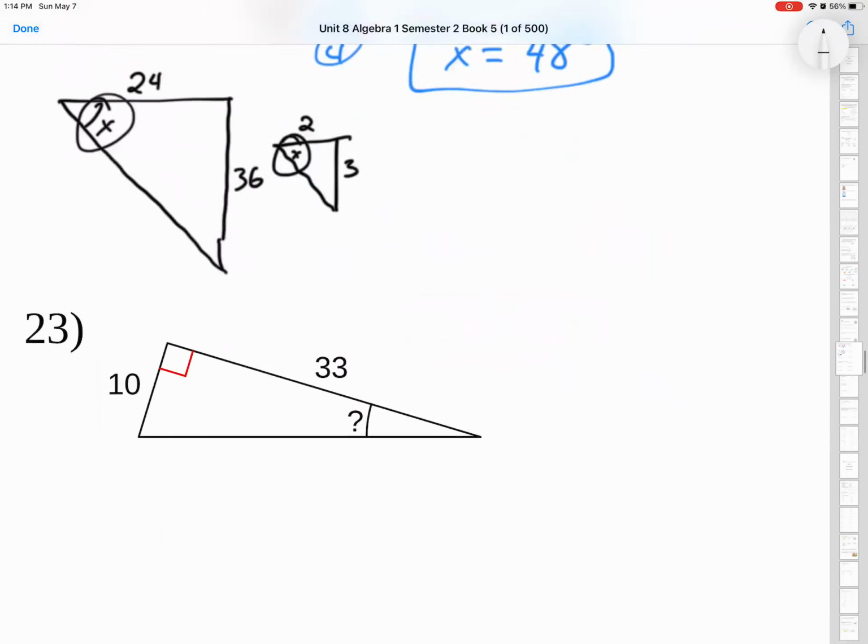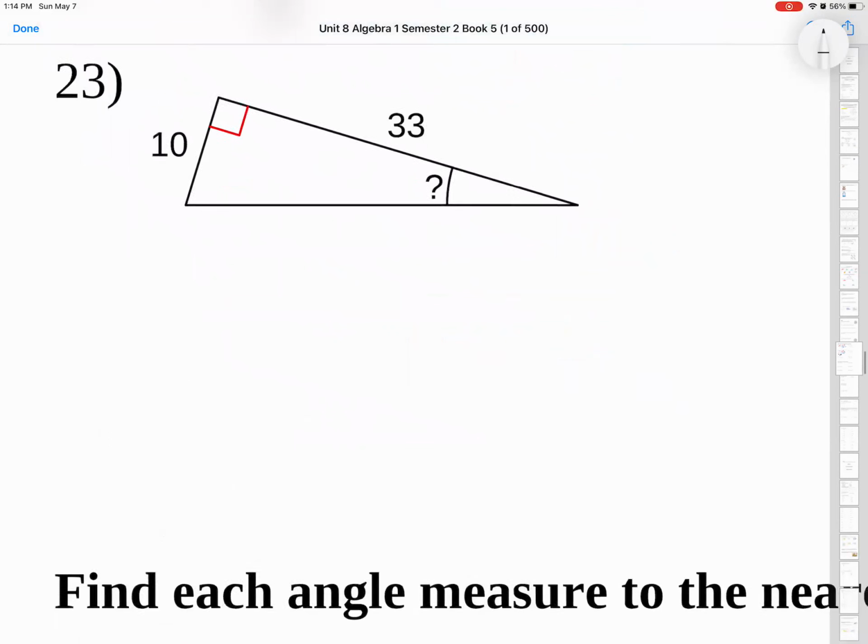All right. Now, looking at 23, go ahead, pause the video, give 23 a shot. I usually have them try it out, and then we'll come back together and see how we did.